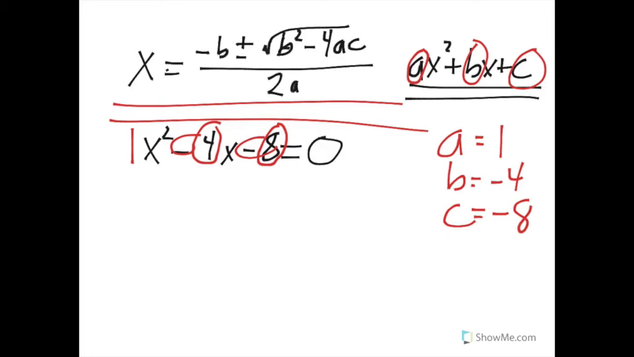Alright, so let's jump into the quadratic formula. I'm going to do it in blue so you guys see what the equation looks like. X is equal to, so negative b, so a negative and a negative 4 cancel out, so it becomes 4. Then you've got plus or minus.